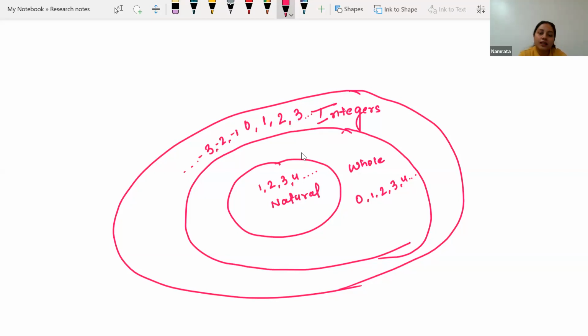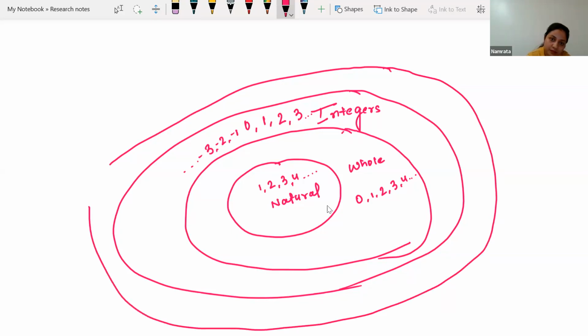Now, if I say that integers include whole numbers, is it making sense? Yes, it includes whole numbers. Integers include natural numbers. Yes, it includes natural numbers also. This figure is also showing the same thing, that integers include whole numbers, and integers also include natural numbers. Now after that we are having rational numbers, which you have already learned in the previous class.